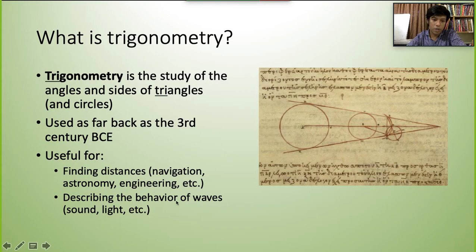And describing the behavior of waves. Since trigonometry deals with angles, waves and other things are related to it. So we can analyze sound waves, light waves, this kind of wave. We can also describe them by using trigonometry. So trigonometry helps us in many ways here.